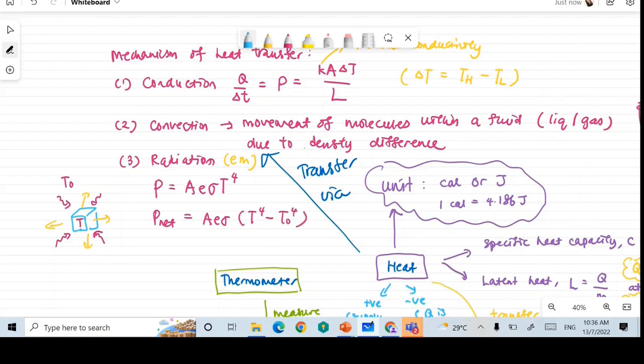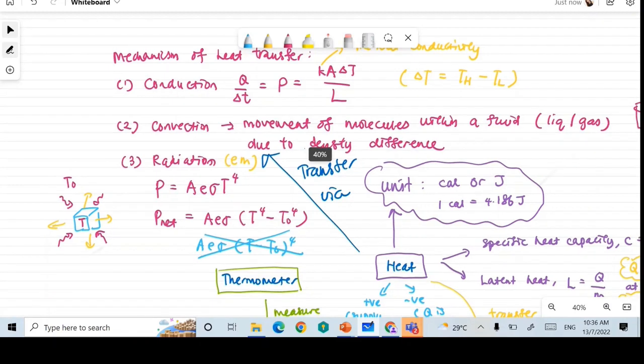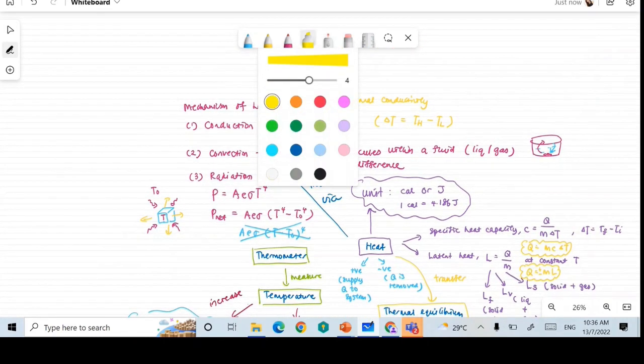Again, A e sigma (T minus T naught) to the power of 4 is wrong. Okay, please bear that in mind. So these are the mechanisms of heat transfer.